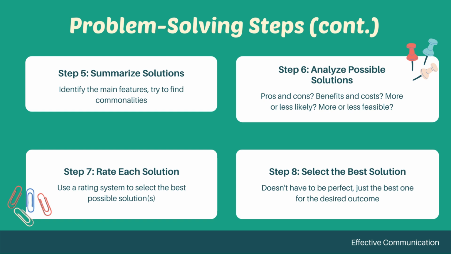And then you're going to look at these solutions. So what are the pros and cons, benefits, costs? Are they feasible? Who's going to be involved, how much time does it take, all those kinds of things. And then next, you're going to rate them, basically worst to best. Just making sure again that you're trying to pick the best one. So that's step 8. It doesn't have to be perfect, but make sure you pick the best solution that's going to get you where you want to go.